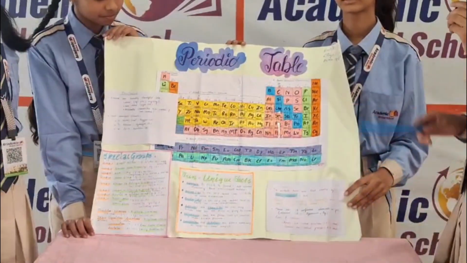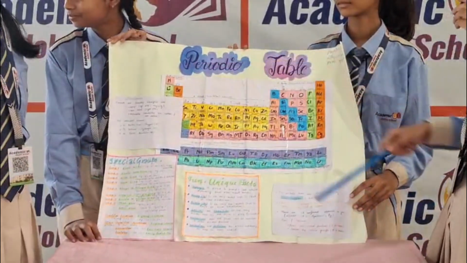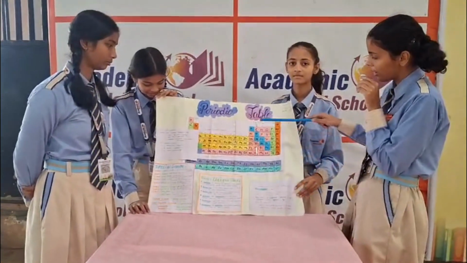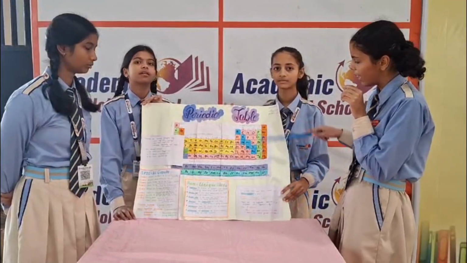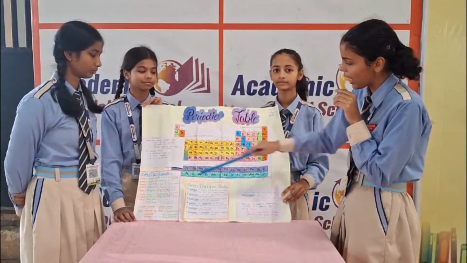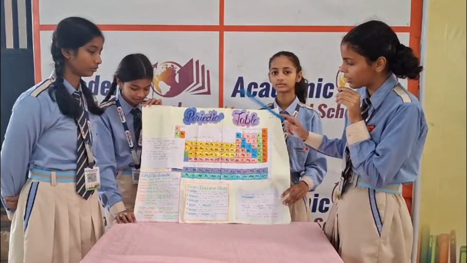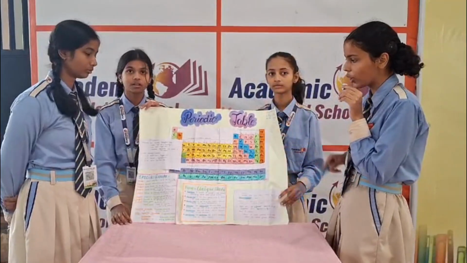Now let's talk about some special groups. The first group is of alkali metals. The second is of alkaline earth metals. Likewise, this is the boron family, carbon family, nitrogen family, oxygen family, chlorine family, and then the noble gases. This is the F block, which has 2 series of elements. First is the lanthanides and the second is the actinides. The elements in the F block are mostly radioactive.